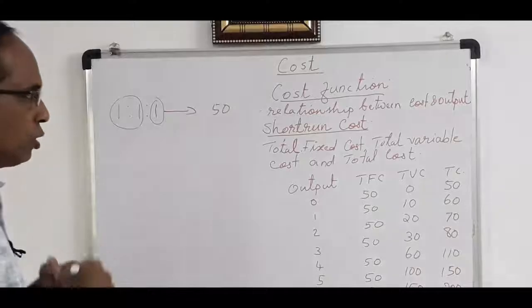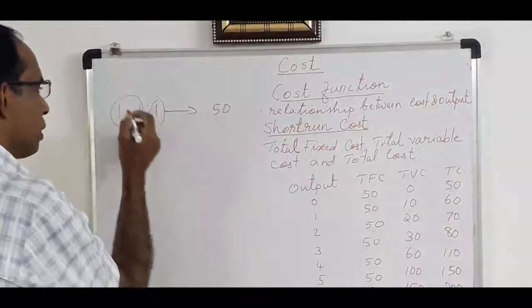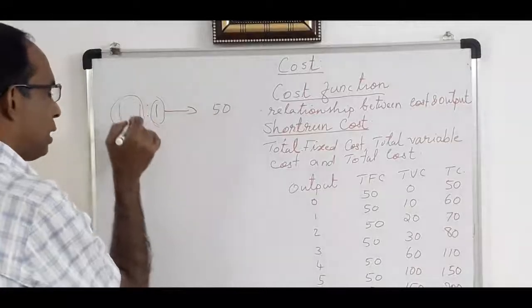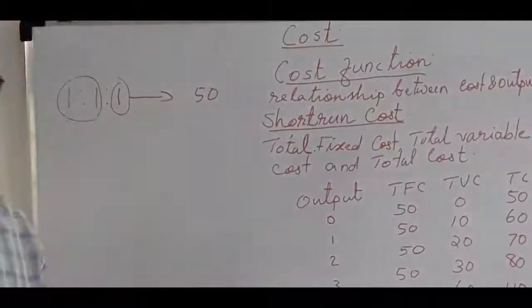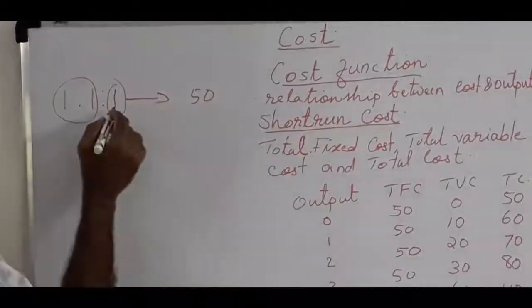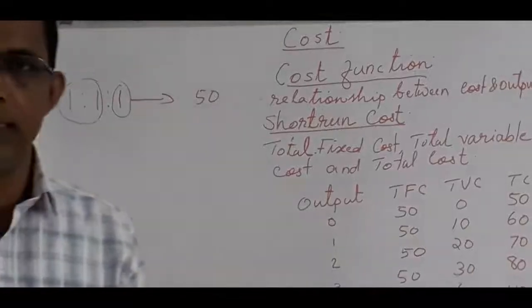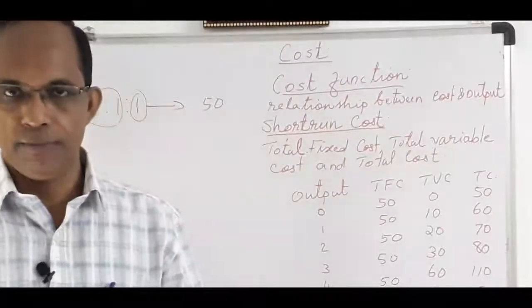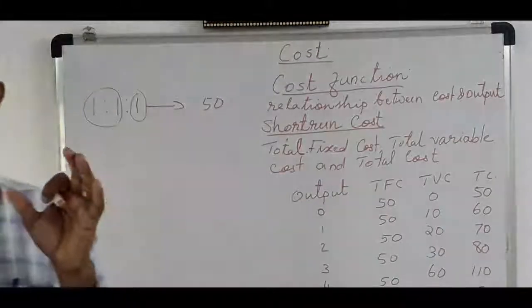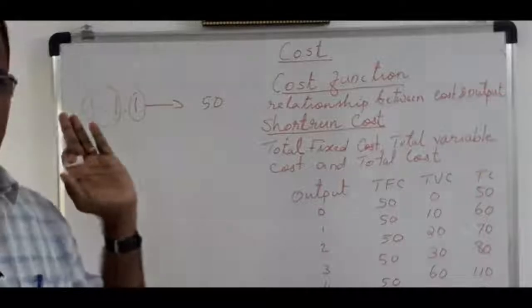So in the case of cost also, the money spent on these fixed factors is called short run fixed cost. And there is also variable cost. The money spent on variable factors by a producer is called variable cost. So in the short run there are fixed cost and variable cost.